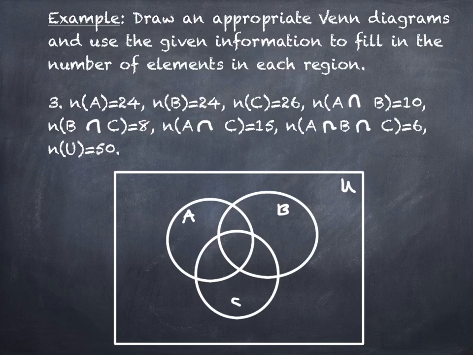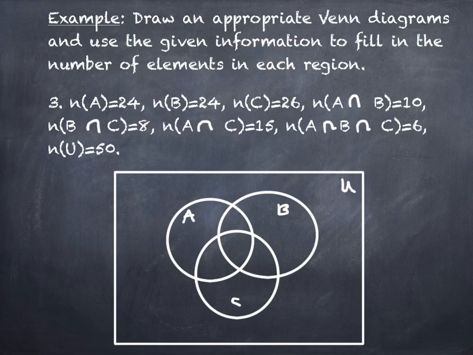For instance, let's take the first piece. The number of items in A is 24. Now, the problem with that piece of information is that that's talking about the entire circle A. And the entire circle A is made up of 4 different spots inside of A. I have this outer piece right here. I have the part where it overlaps circle B only. I have this part where it overlaps circle C only. And I have this part in the middle where they all 3 overlap.